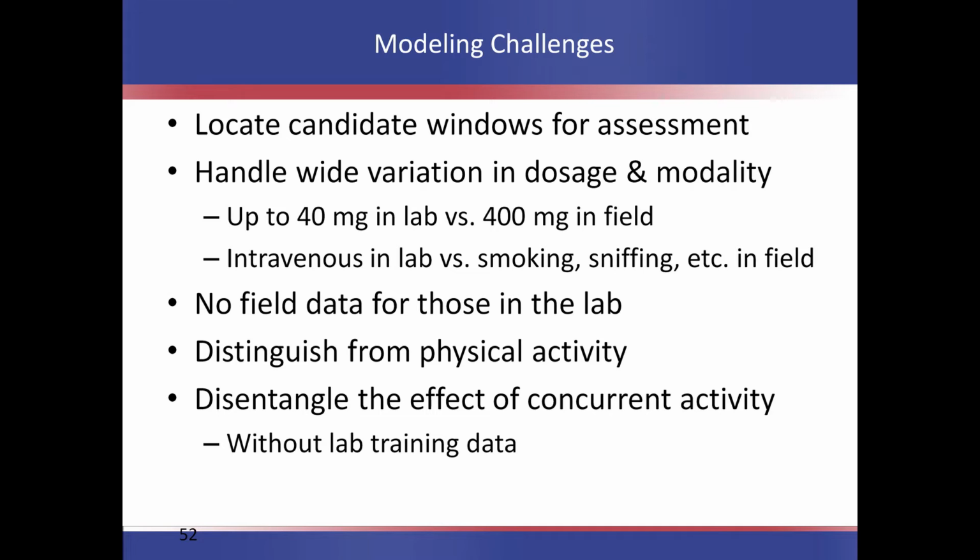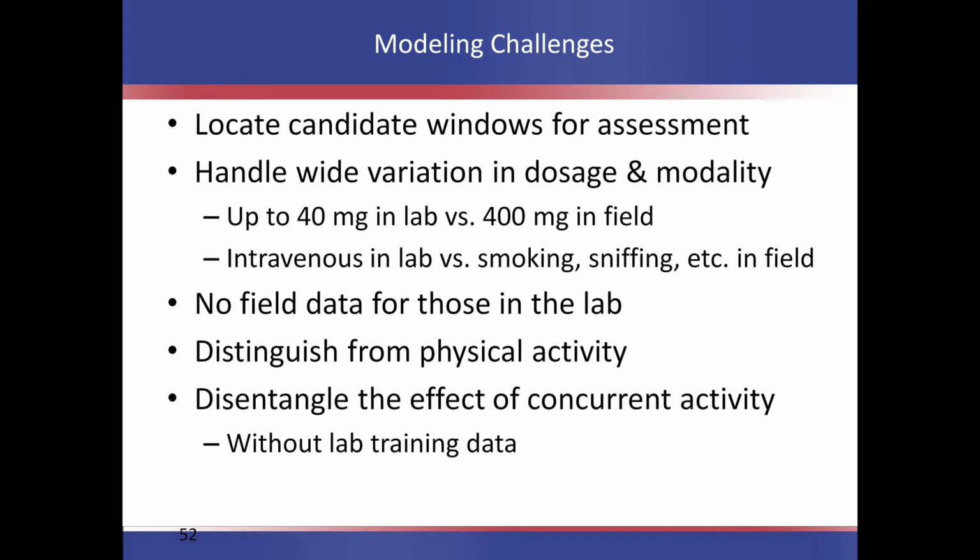Next, we have no field data for those in the lab, and all the field data we have is for those who never had a lab administration of cocaine. So that means we can't train a model in the lab for a particular person to work in the field. What we need is to have a model that will work on anyone without having to do a cocaine self-administration in the lab. And then, as I showed, we need to distinguish those dips in the R2R interval that are from activity from that due to cocaine.